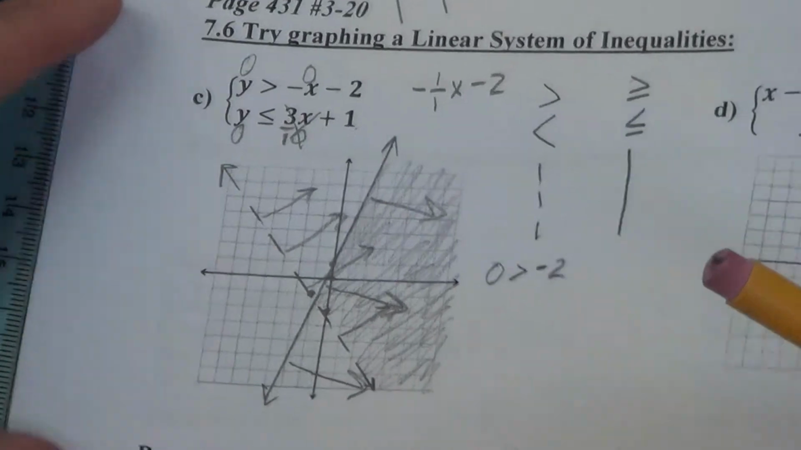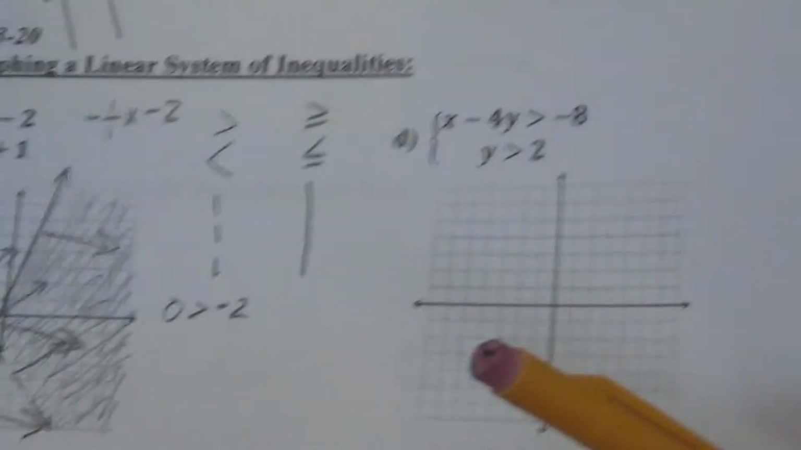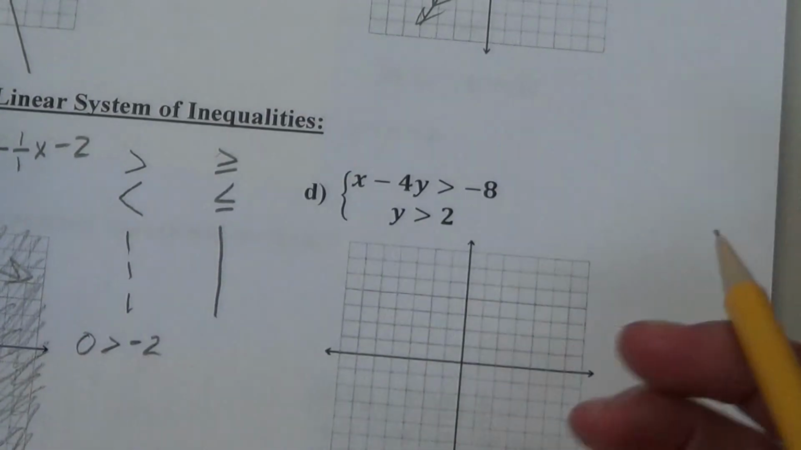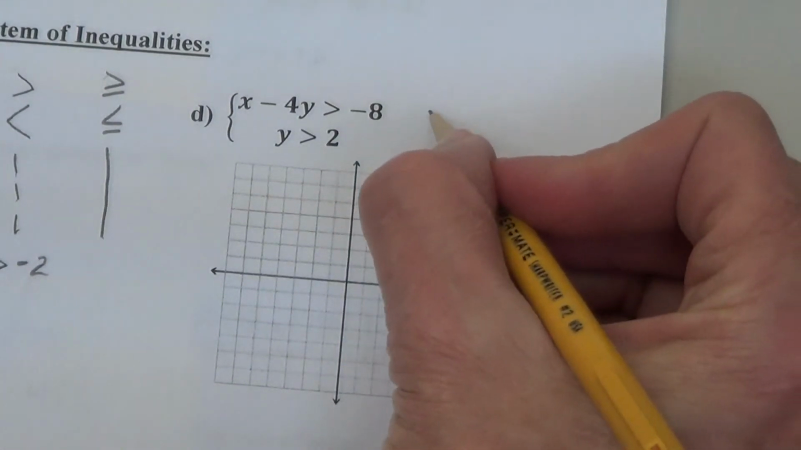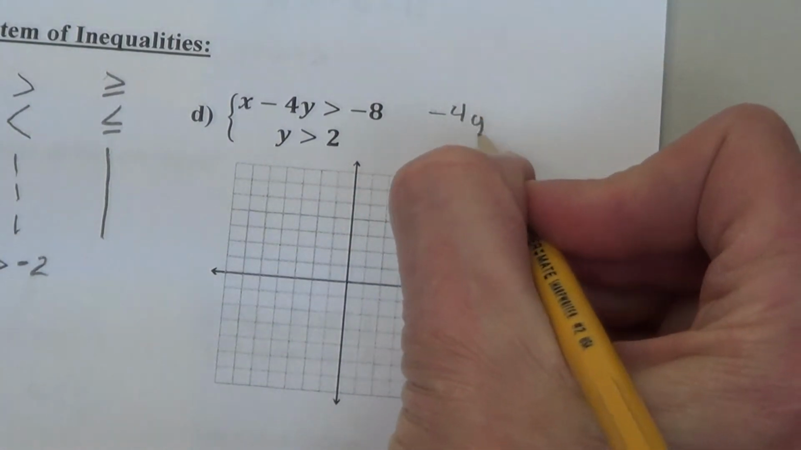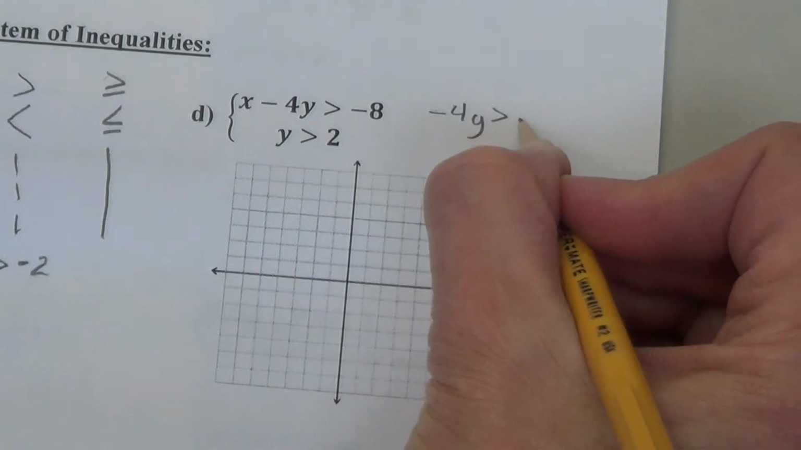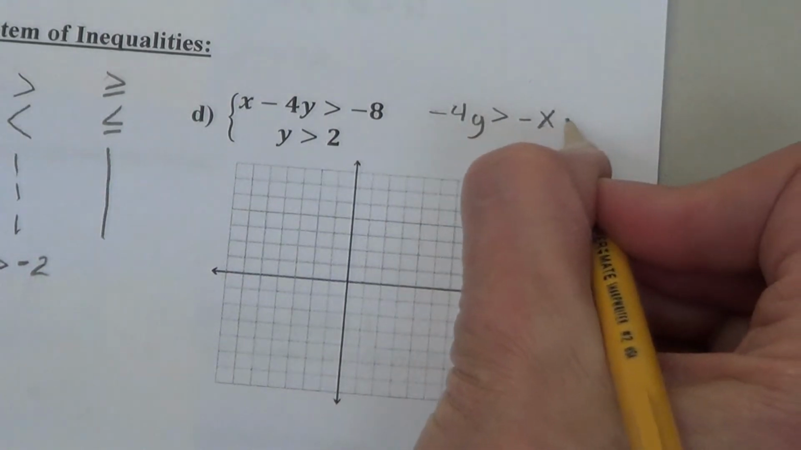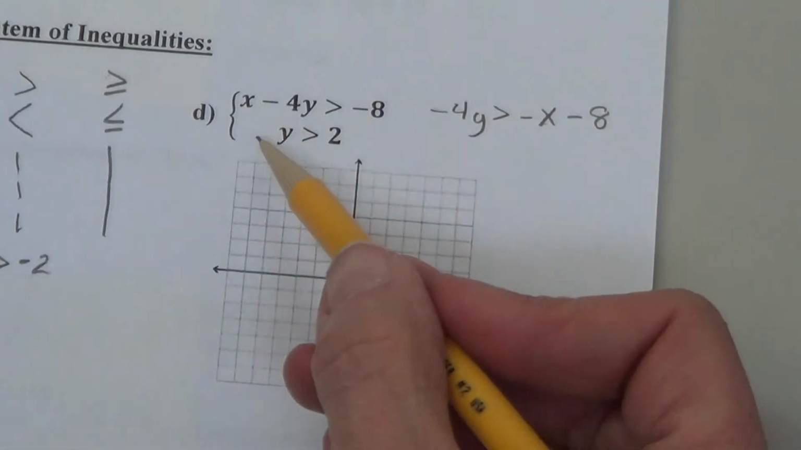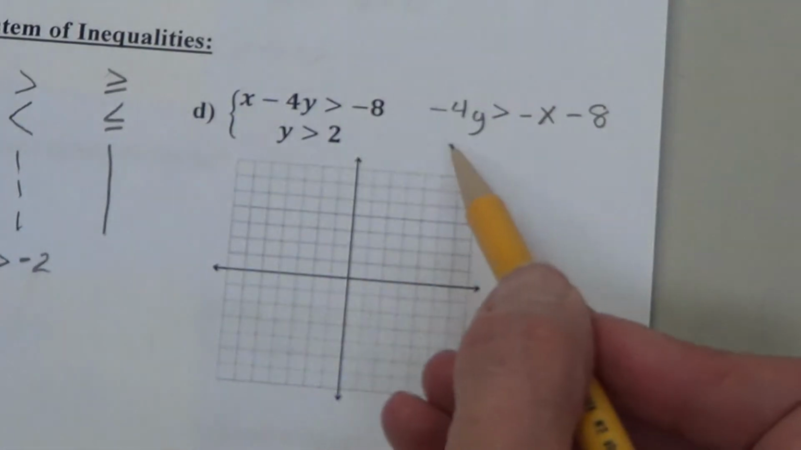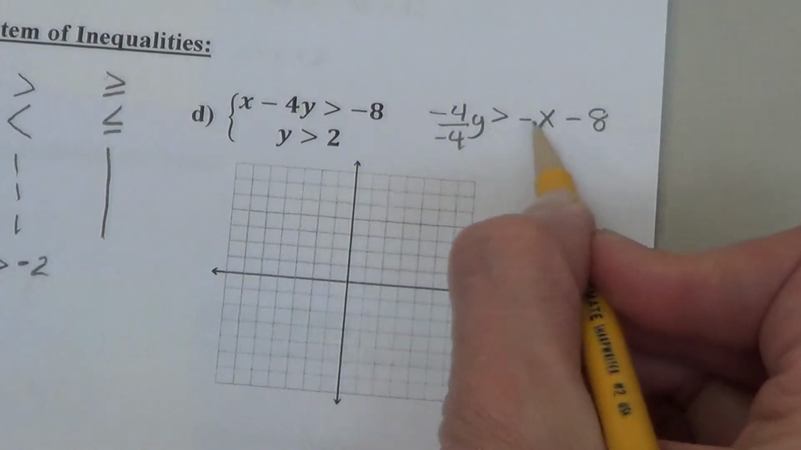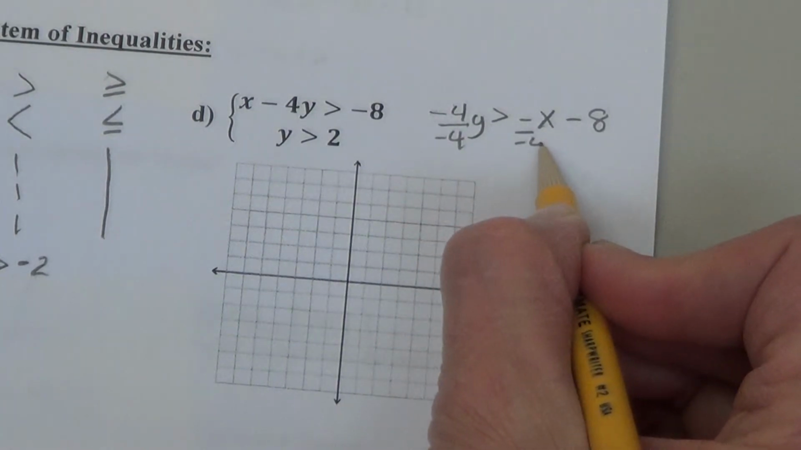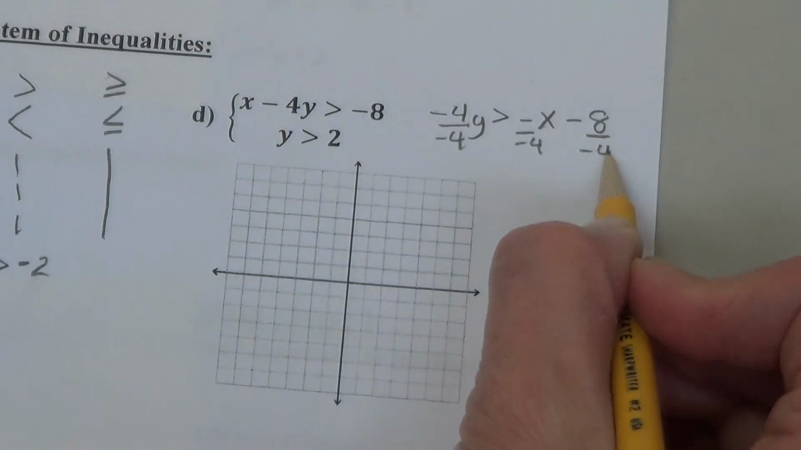Okay. Next graph. Again, we need to get the y by itself. So we have negative 4y is greater than negative x minus 8. We just subtracted x from each side to get it away from the y. Now we divide by negative 4, divide by negative 4, divide by negative 4.